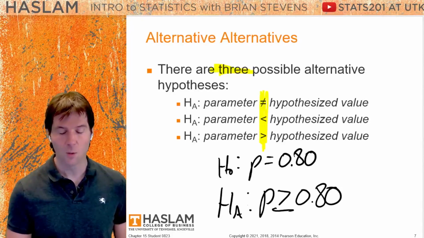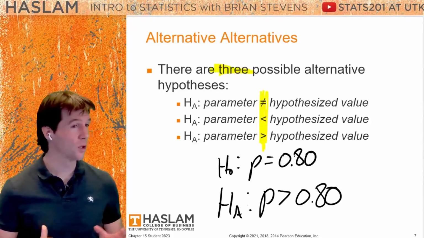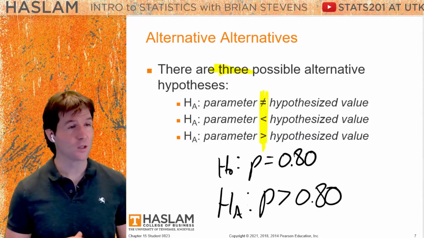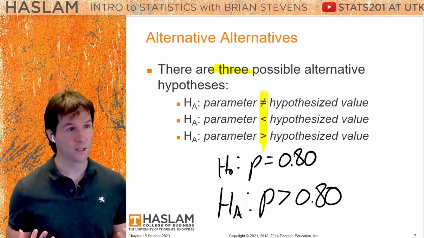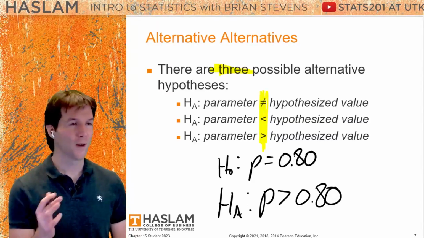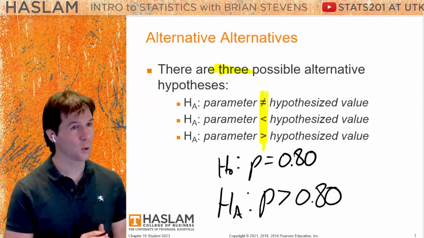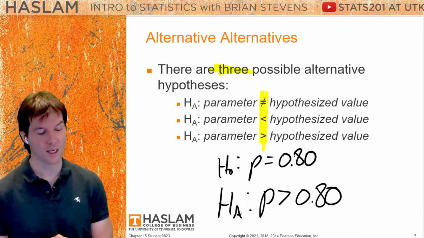We don't put an equals underneath this because that would actually converge with the null. And we really are just going to believe after this that we are going to retain the null, still believe it, fail to reject it, or we're going to show evidence for the alternative and reject the null hypothesis, which is where we're going to go with our test.